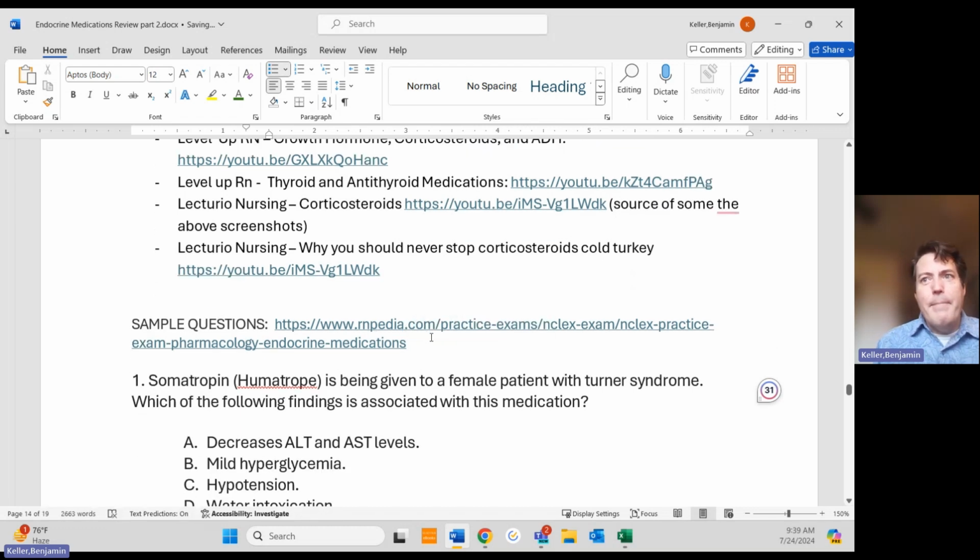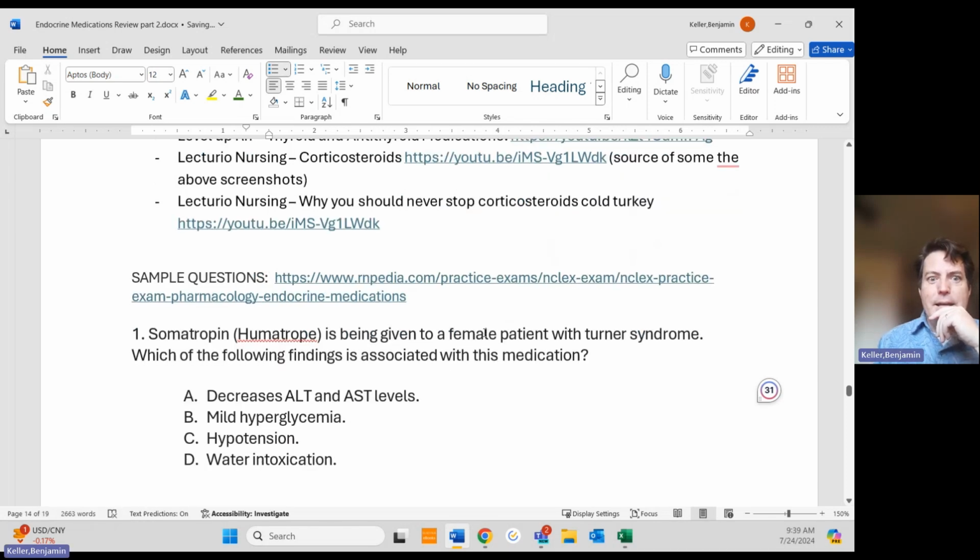So here are some sample questions. These came from RNpedia, and there are more there. You can just Google NCLEX medication questions, endocrine, and you'll find questions. Look for some that give you good rationales, and that's a great way to review. So I'm going to take you through a few of these.